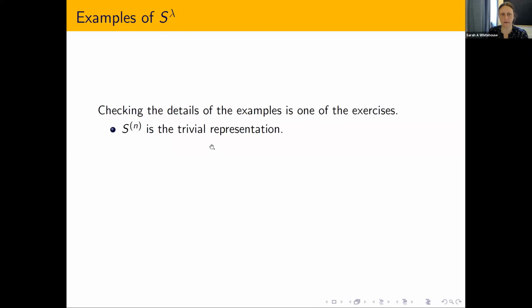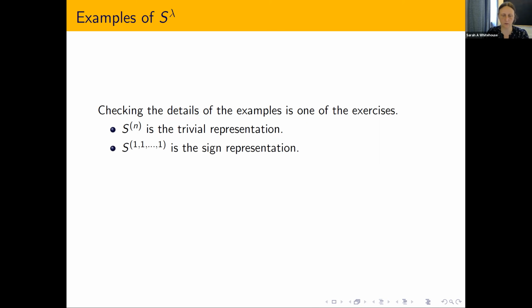This one is not too hard to see. So the shape is all the boxes, n boxes in a single row. That means that they're all row equivalent to each other. So there's just a single tabloid. They're all in the same equivalence class. There's just one equivalence class. So you can already see it's one-dimensional, and then it's also easy to see that the action is just trivial. So that one's quite straightforward. We are producing the trivial one-dimensional representation of Sn on this list, and it's associated to the trivial partition, where n is just left on its own as a single part.